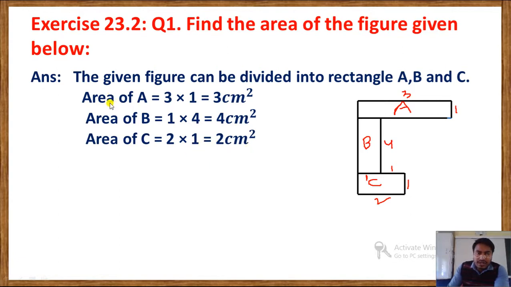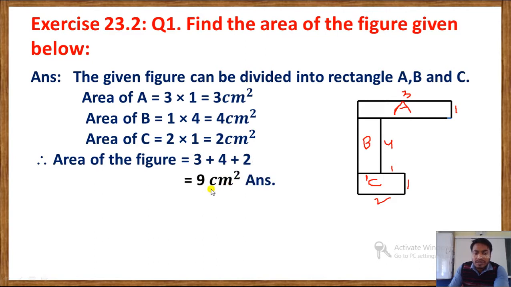Okay, so this is the area of A, B and C. What we have to find out? Find the area of the figure. Finally we have to find out area of the figure. So therefore area of the figure equal to 3 plus 4 plus 2. When we add we'll get 9 centimeter square. This is the answer. Okay, this is the answer. So this is the complete area, 9 centimeter square. Understood? So this is how you have to solve this type of question.